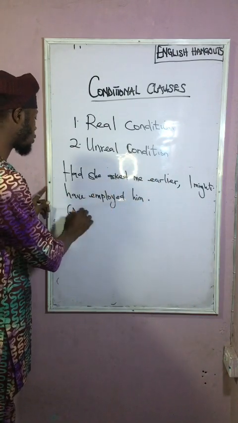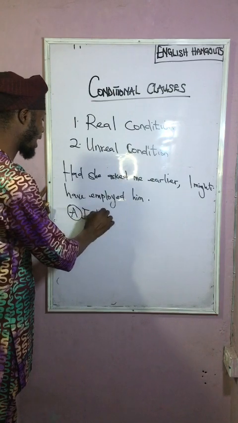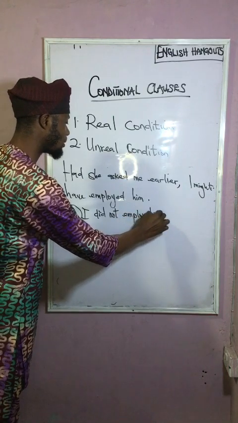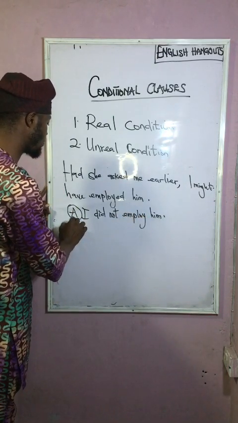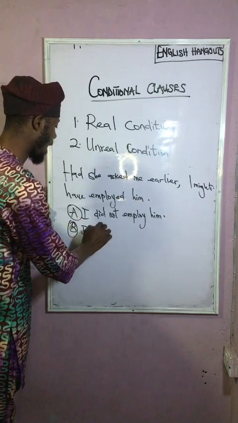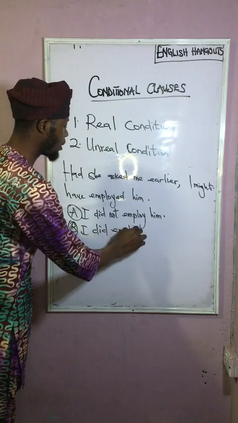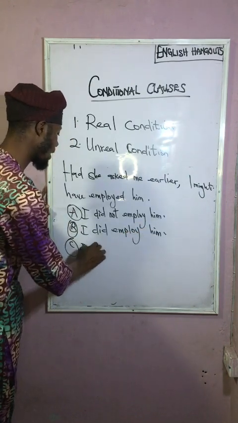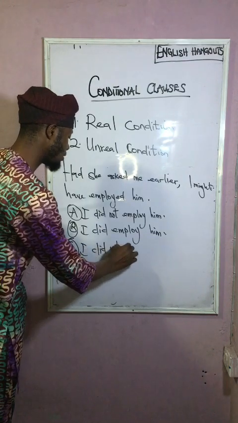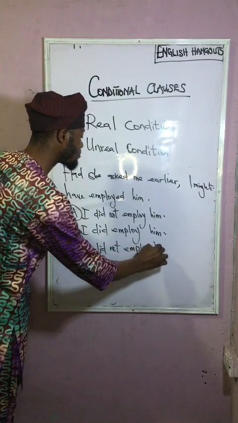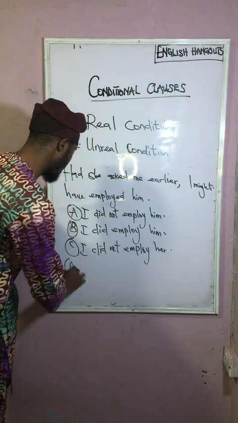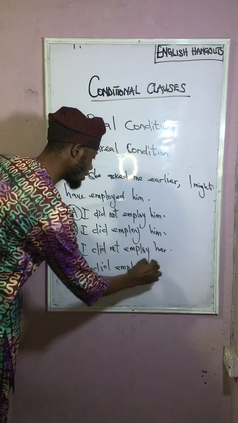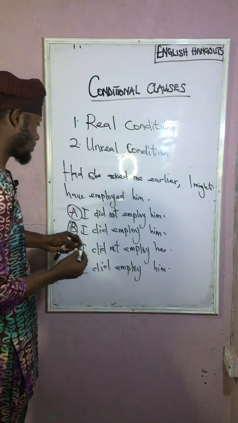You have options like: A, I did not employ him. B, I did employ him. C, I did not employ her. D, I did employ him. This should be her.